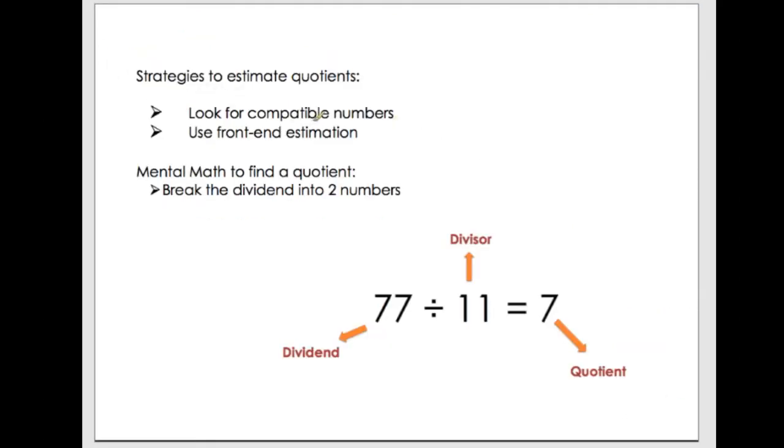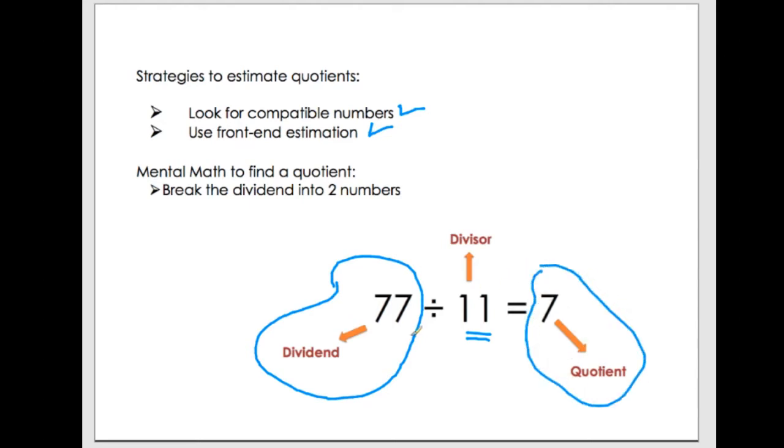The strategy we are learning in this class: looking for a compatible number, like a friendly number, and use front-end estimation. And the mental math strategy we are learning in this class is to break the dividend in 2 parts. Dividend, what does that mean, Teacher JZ? Remember, I put here for you, dividend is the number that we are dividing. Dividing here 77 by 11. So 11 is my divisor, and the answer from this division is our quotient, okay?